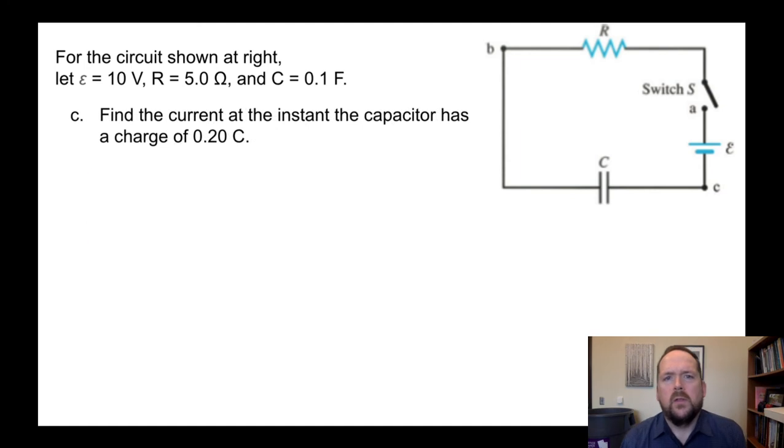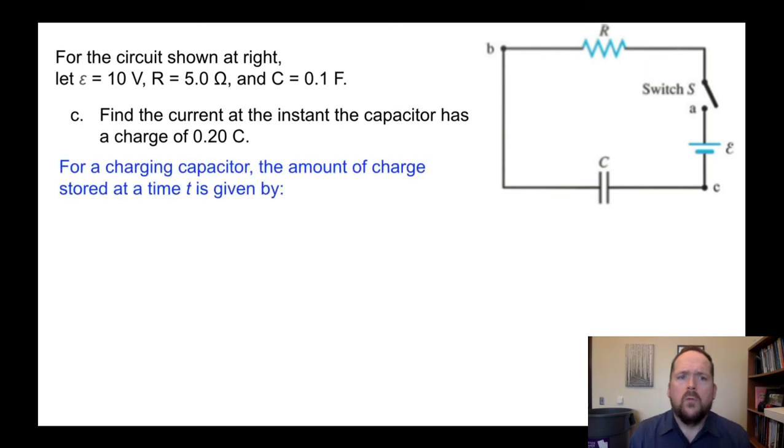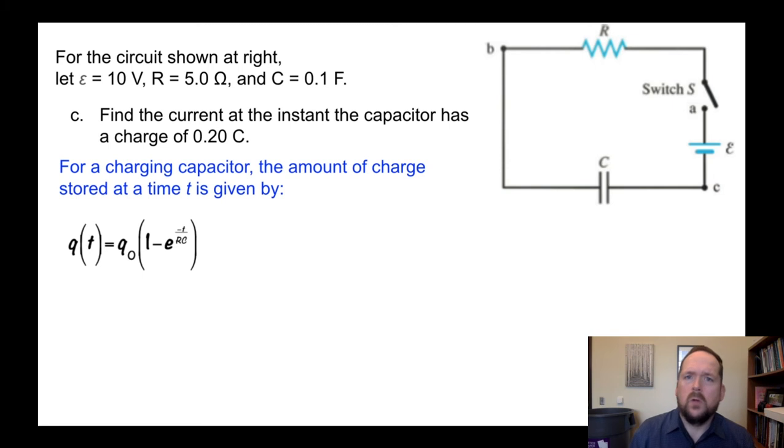The final question in this problem was to find the current at the instant the capacitor has a charge of 0.2 coulombs. That's where we're going to need to dig into our models that have the natural exponential function. For a charging capacitor, the amount of charge that's stored at a certain time is given by Q0, which is like that maximum amount of charge I'm going to achieve, times 1 minus e to the minus t over RC. We already know that the maximum amount of charge from our work in part B is 1 coulomb that's going to be stored there.